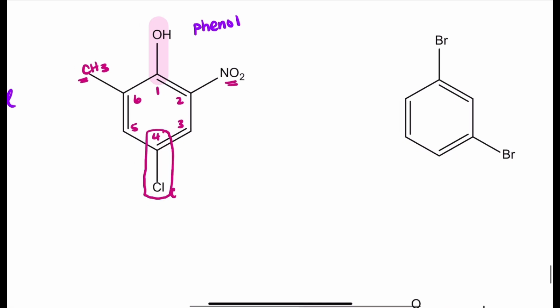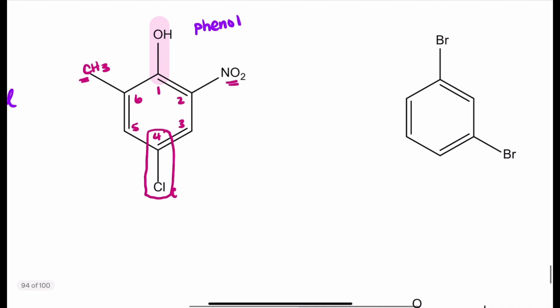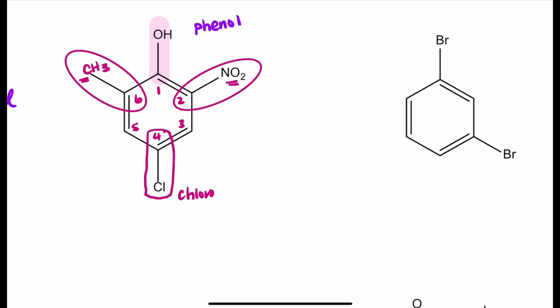The second, wrong button. Trying to scribble the C out. Chloro. At the second carbon, I have the amine. Or, sorry, not amino, nitro. That is an NO2. So NH2 is amino, and NO2 is nitro. And at the 6th carbon, I have that methyl group.